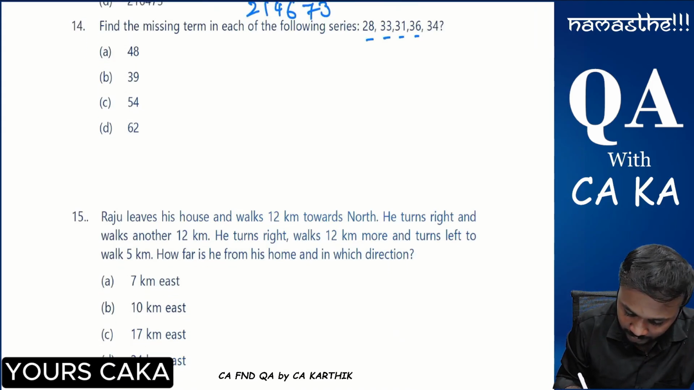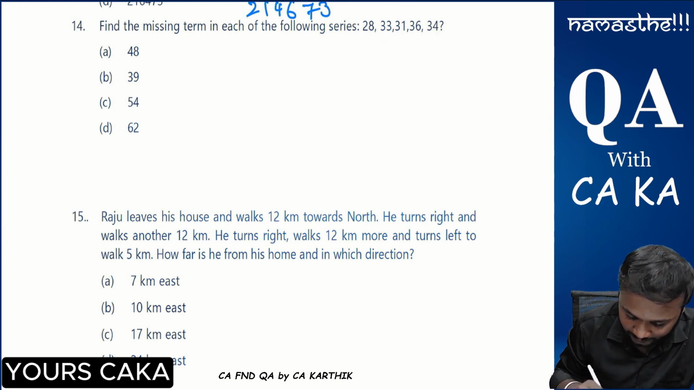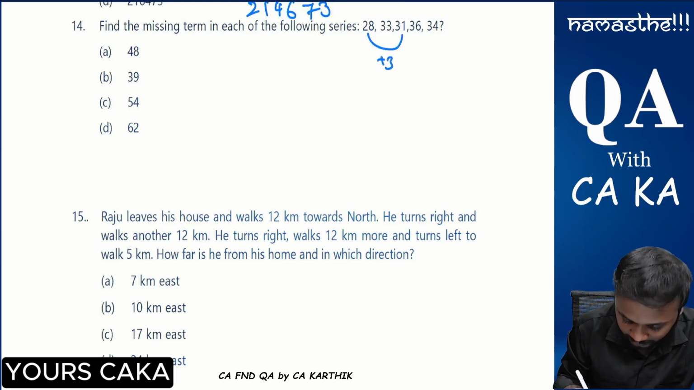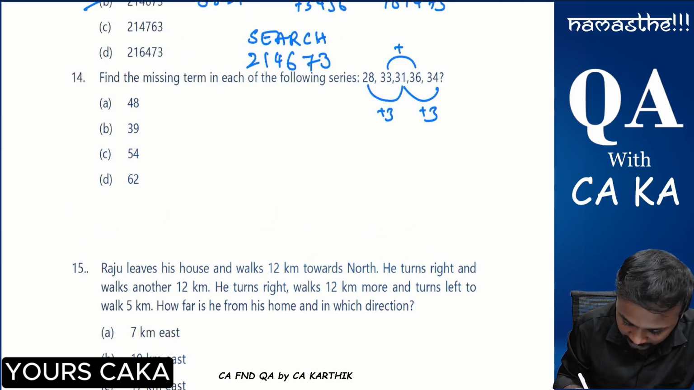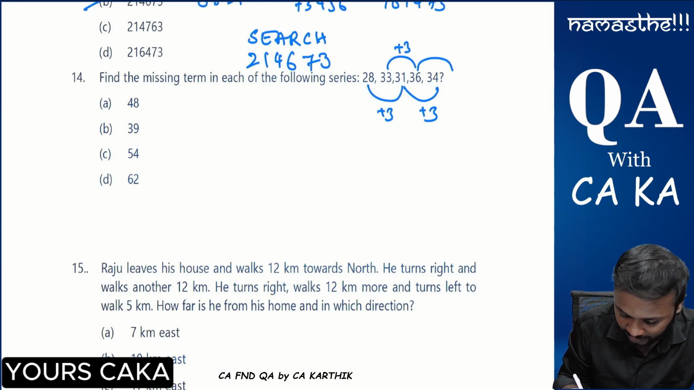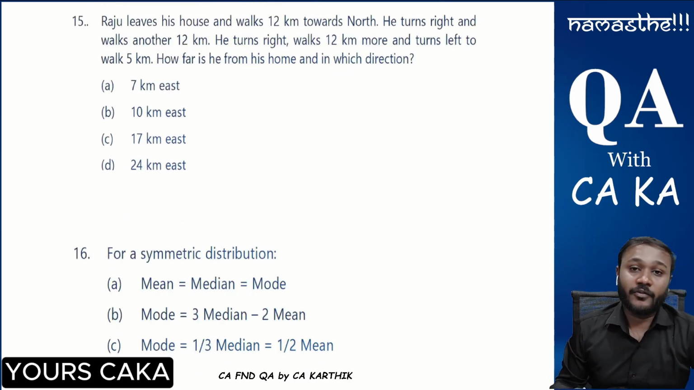Now find the missing term. 28, 33, 31, 36, 34. Okay, got it. So if you see 28 plus 3, 31, 31 plus 3, 34. Same way, 33 plus 3, 36, 36 plus 3, 39. That's your right answer. Option B.